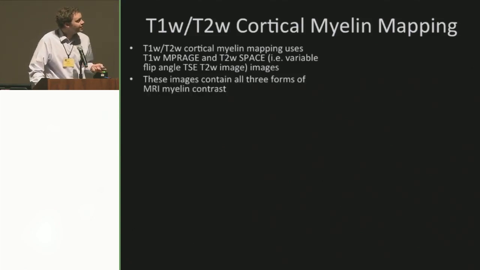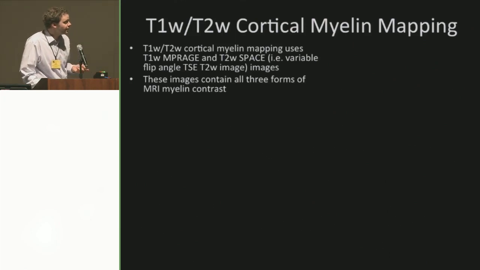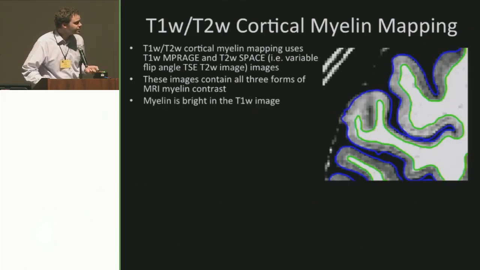These images contain all three forms of myelin MRI contrast. Myelin is bright in the T1-weighted image, so obviously the white matter is very bright. The green outline here is the white matter surface, and CSF is very dark, and the pial surface is the blue outline. This is the central sulcus right here in this volume slice. If you look along the gray matter ribbon, you can see differences in intensity. The anterior bank of the central sulcus here is brighter than the intensity up here in the frontal cortex or down there in parietal cortex.